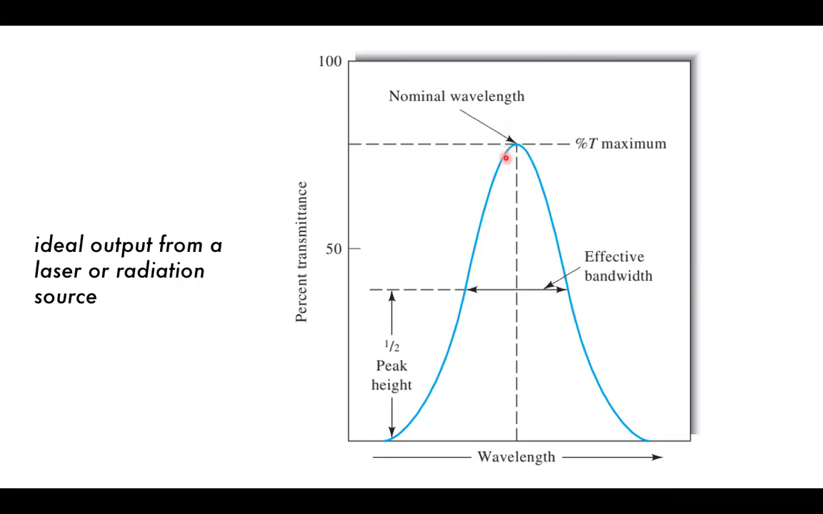Say this is 400 nanometers, we would say that we are measuring light at 400 nanometers. Then the effective bandwidth is the width of the peak at half of its maximum. Say this is 80% transmittance, we would measure at 40, because half of 80 is 40. So the width at half the peak height is the effective bandwidth. The peak width at half maximum.